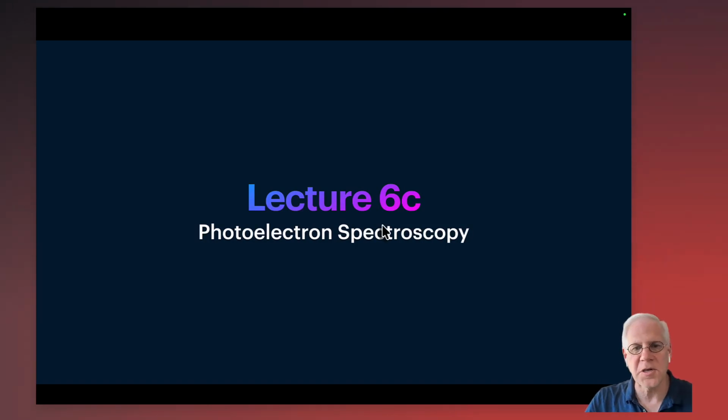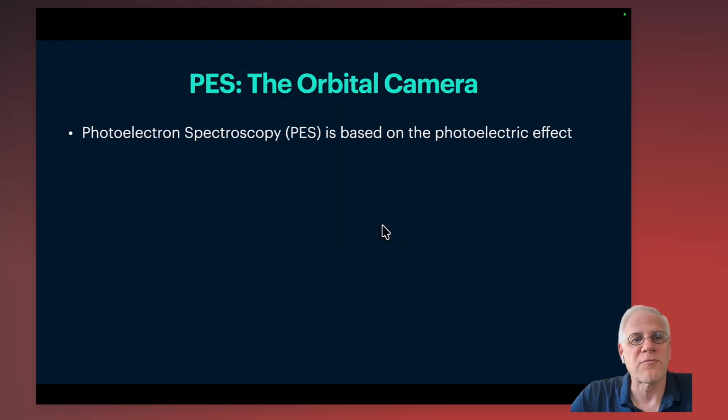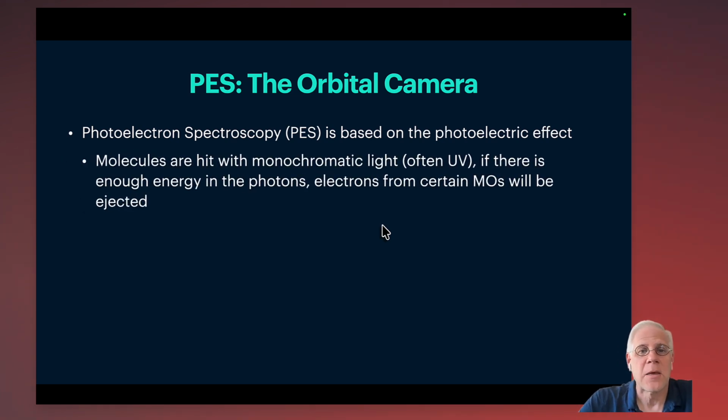So let's continue our discussion on various spectroscopic techniques and how we can apply character tables and molecular orbital theory to them. We're going to continue now looking at photoelectron spectroscopy. Photoelectron spectroscopy, or PES for short, is really what we call an orbital camera. It allows you to see where the orbitals are in terms of their energy, and it's based upon the photoelectric effect. Basically, you have to hit a molecule with enough energy to force electrons to be ejected.